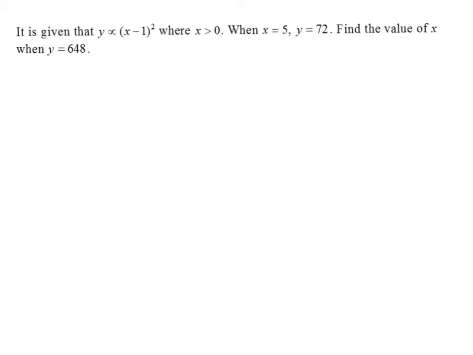Here's the real thing. It's given that y and this whole thing have a direct variation relationship. x has to be greater than 0. So when x equals 5, y equals 72. So we have some initial numbers for us to substitute and find k, the constant, and find the value of x when y equals this.